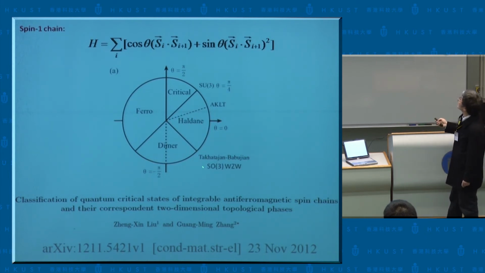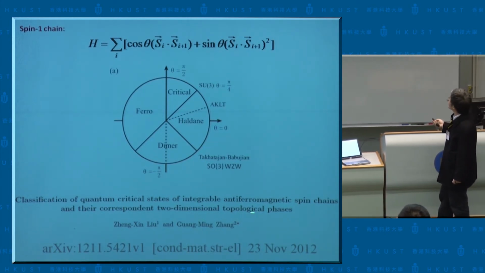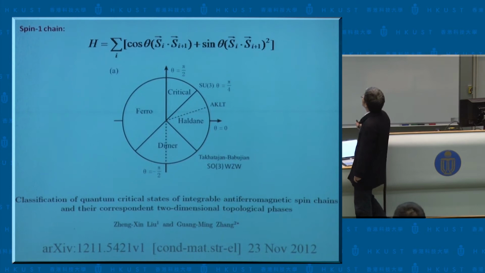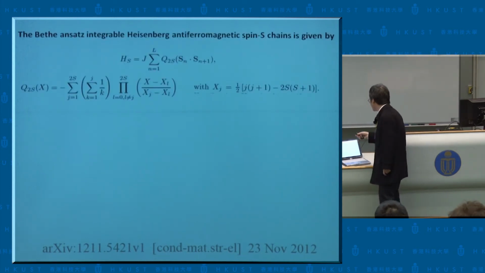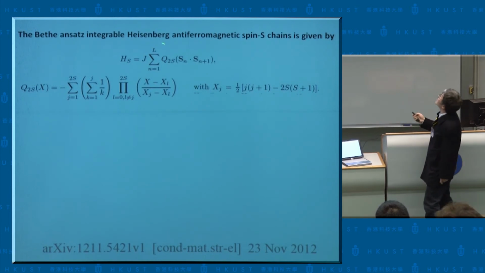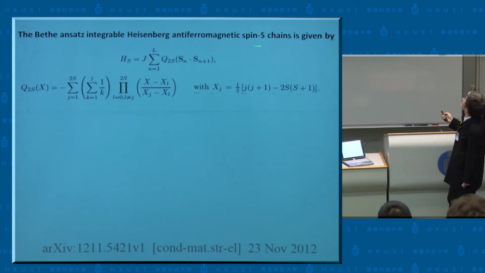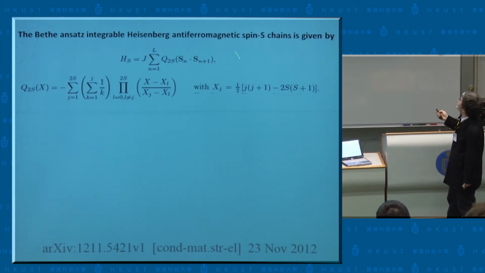So recently we generalized this idea, since there's certainly a critical point, to the higher integer spin problem. We consider the Bethe ansatz integrable Heisenberg antiferromagnetic spin chain model.